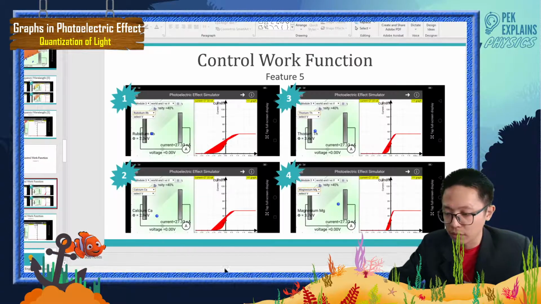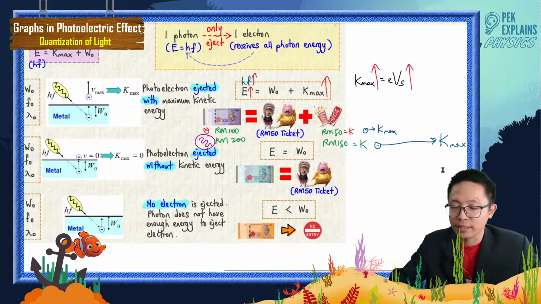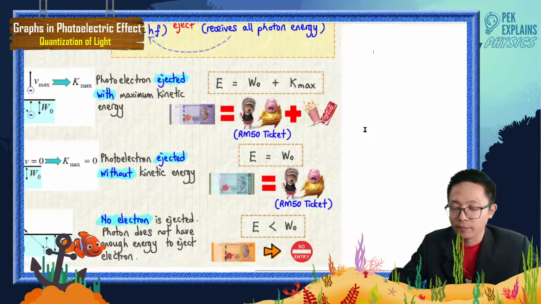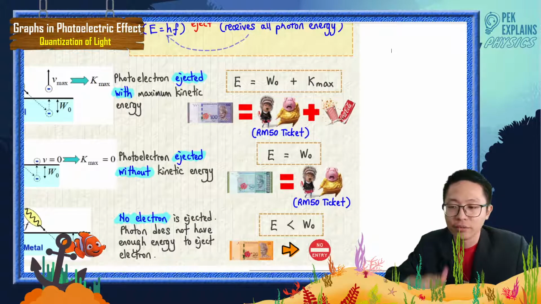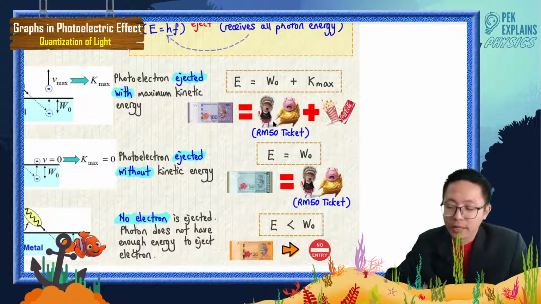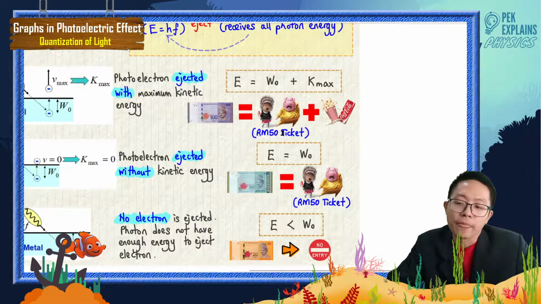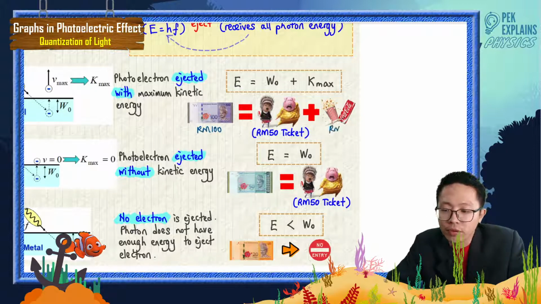Maybe we look at it this way. Look back to this diagram, this analogy. The work function is like the show ticket, the price of the show. Let's say I give you 100 ringgit. Now the ticket price is 50 ringgit. So how much energy remains? How much kinetic energy remains for your snack? You have 100 ringgit, so you have 50 ringgit for your snack.